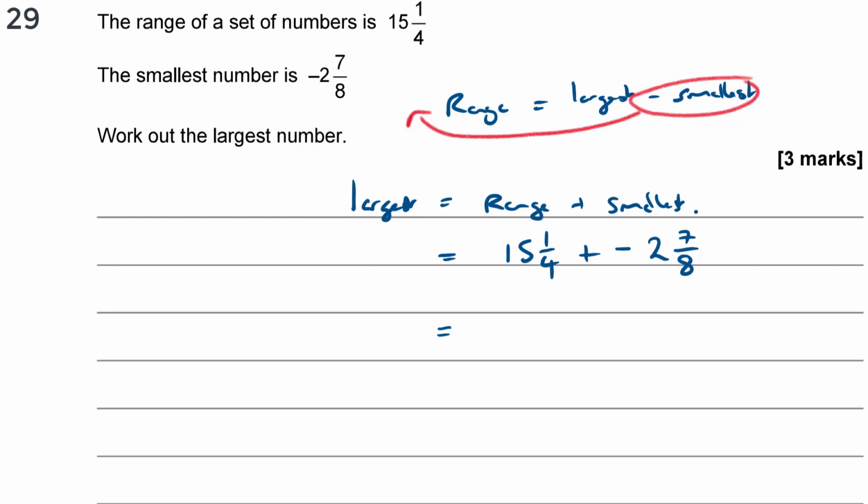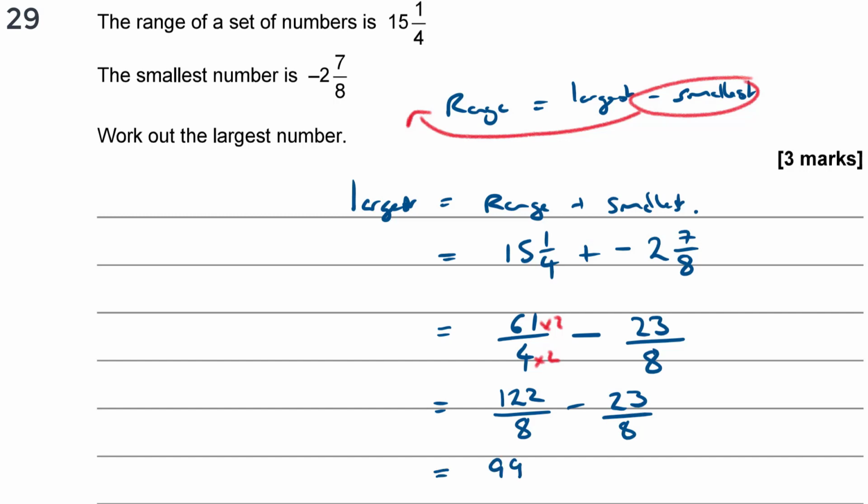I'm just going to write them as top-heavy fractions now as well. Should I do that? Yeah, let's do that. So 15 fours are 60, plus 1 is 61 quarters. So I've got 61 quarters minus 2 eighths are 16, plus 7 are 23, so 23 eighths. Okay, so subtraction, I need a common denominator. So just doubling up those two numbers there, we change it into an equivalent fraction over 8. So 61 times 2 is 122 eighths. So 122 eighths minus 23 eighths. So subtracting numerators, that's going to give me 99 over 8.